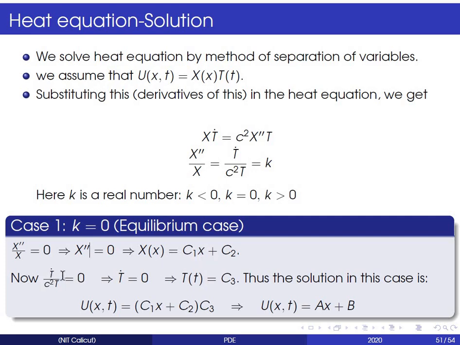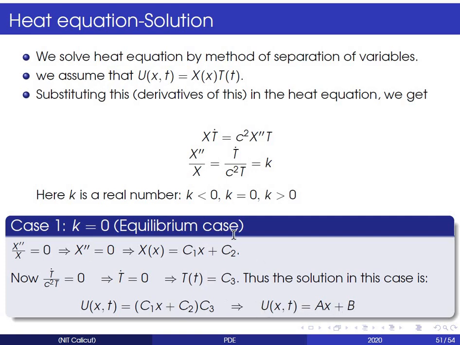The second equation is T dash by c² T is equal to k, which is 0. So T dash is equal to 0, because if you multiply the c² T to the right side, you will get T dash equal to 0. So that means T must be equal to a constant. So the solution in this case is u(x,t) equal to X(x), which is c1 x plus c2, and T(t) is c3. Now if you club the c1 into c3 and call it a, and the c2 into c3 you call it b, then the solution is now u(x,t) equal to ax plus b.